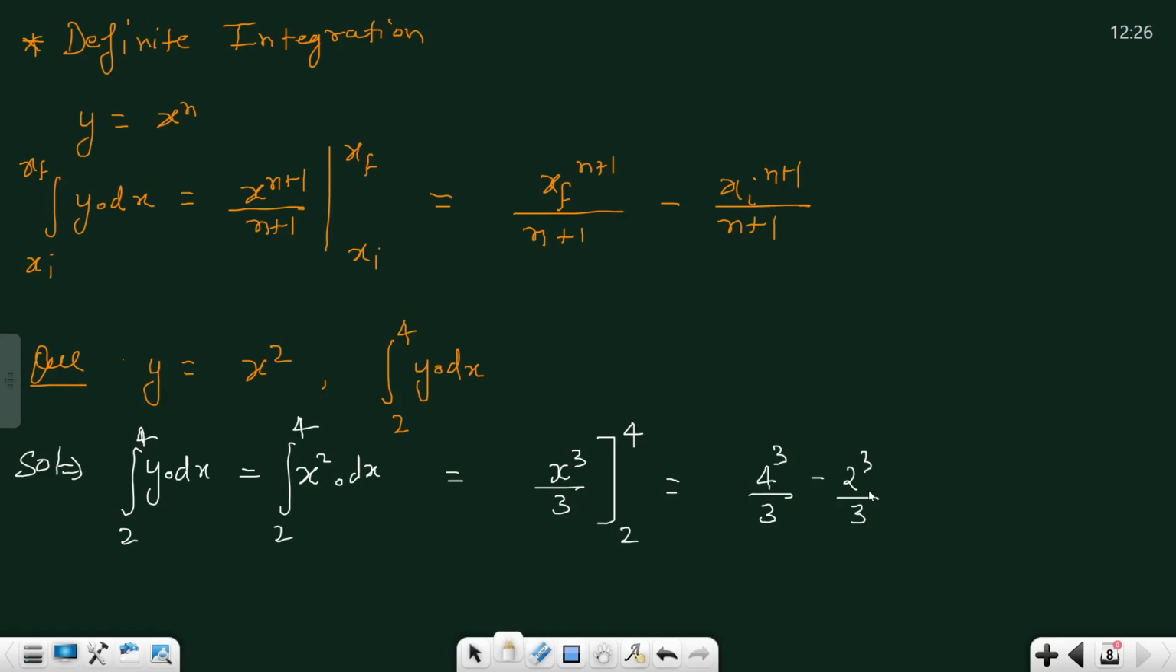Yes, sir. ठीक है? इसको further solve करना है. हाँ हाँ कर सकते हैं, ठीक है. You can also solve 64 हो जाएगा. This will be 64 minus 8 by 3. Clear? 56 by 3. समझा? Yes, sir.